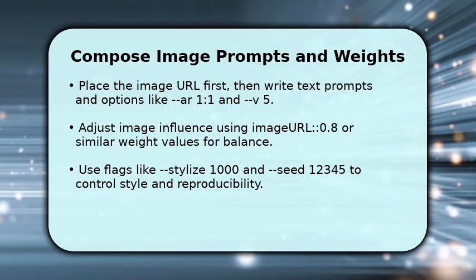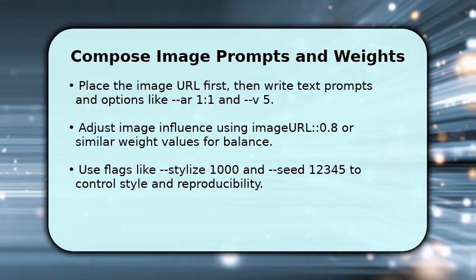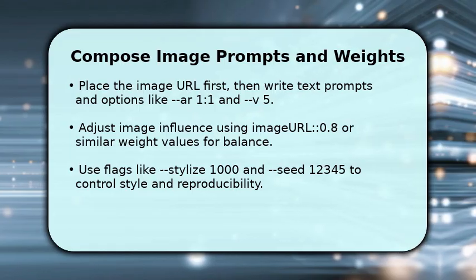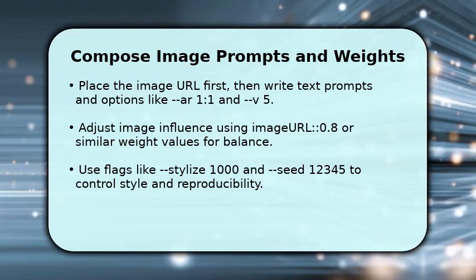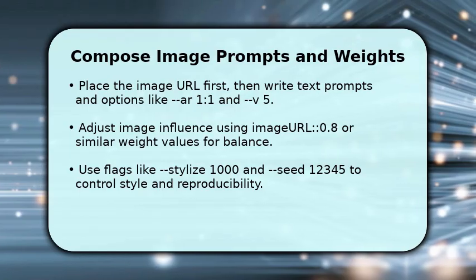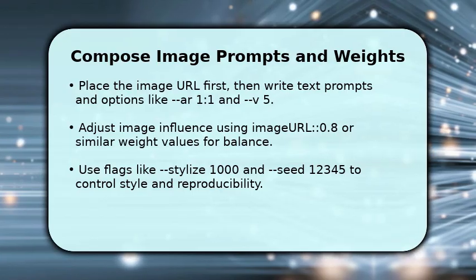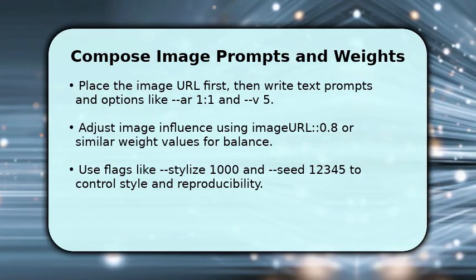You can add multiple URLs up to 4, separated by spaces before the text. Control influence with weight syntax, for example image URL --iw 0.8 to reduce image dominance. Add model flags after the text such as --ar 1:1 for square, or --ar 3:2 for landscape.